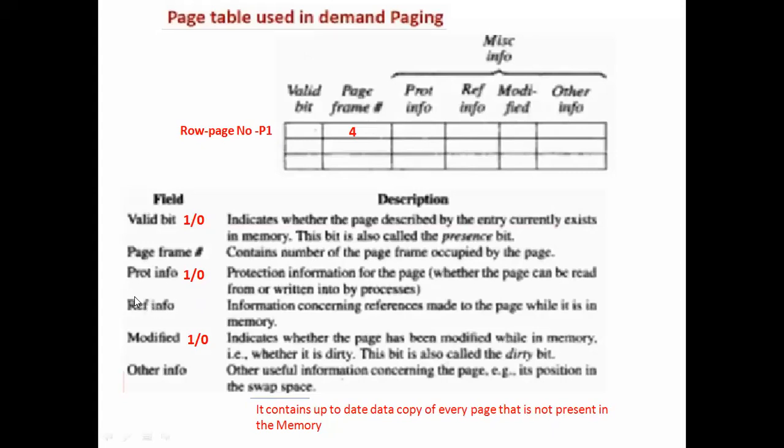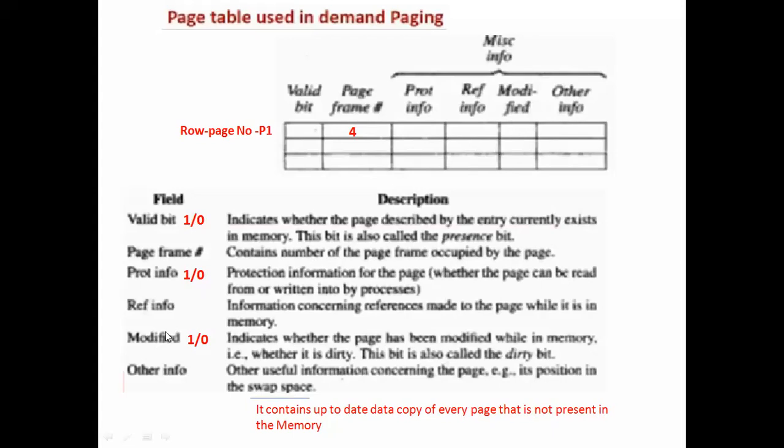So this reference information field will be concerned with the references that are made to a particular page while the page is residing in the main memory. So the next field is the modification bit. The modified bit, or the modification bit field, it is.